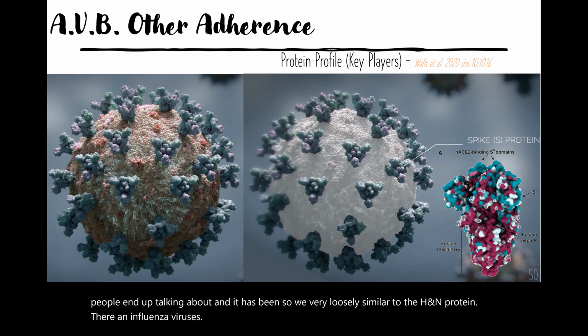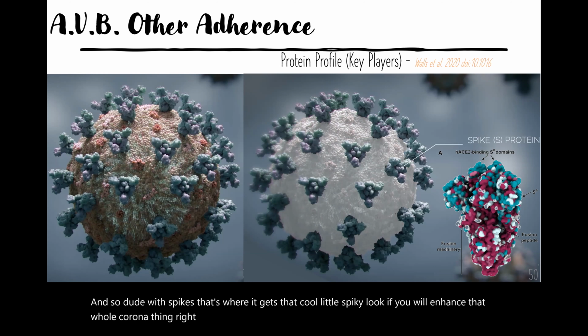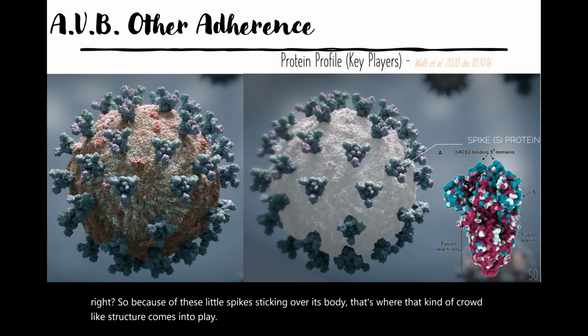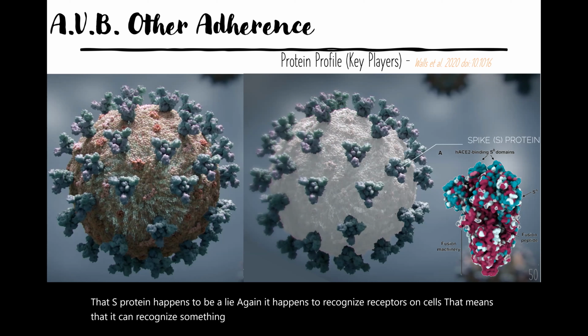And so due to its spikes, that's where it gets that cool little spiky look, if you will, and hence that whole corona thing, right? The term corona meaning crown in both Latin and most Romance languages, right? And so because of these little spikes sticking over its body, that's where that crown-like structure comes into play. Now, that S protein happens to be a ligand. It happens to recognize receptors on cells. That means that it can recognize something and stick to it, and therefore act as an adhesion, okay?